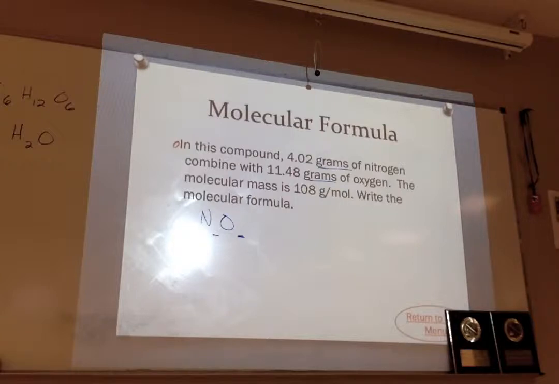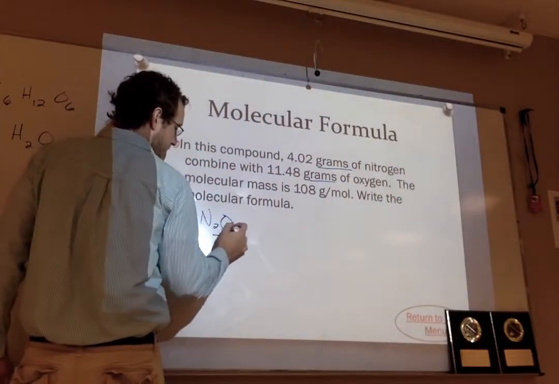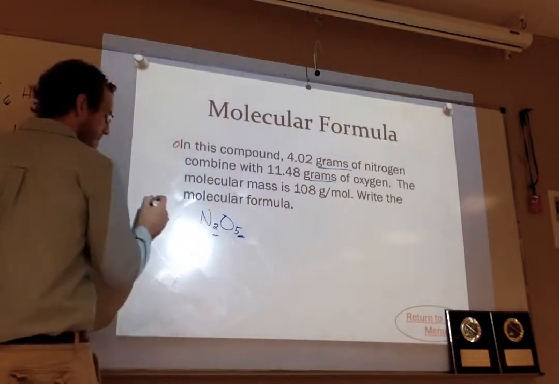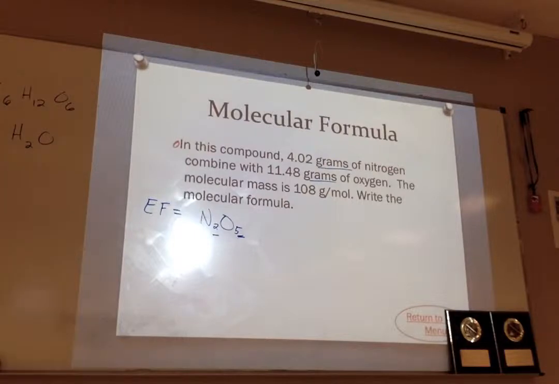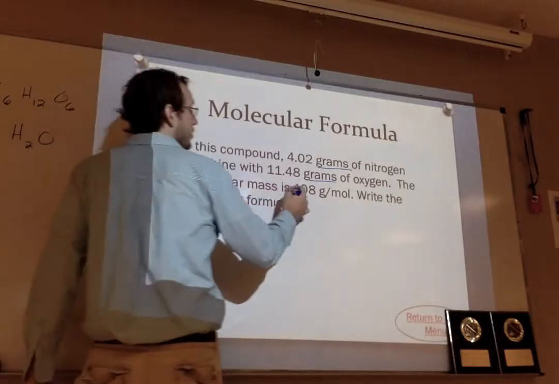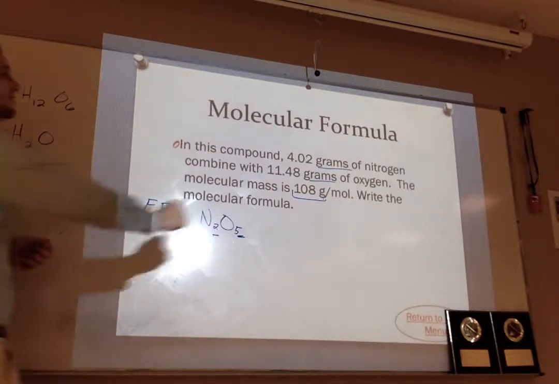So we get it? And N2O5, that's the empirical. Yep, for the empirical. I have confirmation on that? Somebody else got that? Awesome. So this is the reduced one, the simplified one. But the actual molecule has a molar mass of 108 grams per mole. So the bigger one has this molar mass.